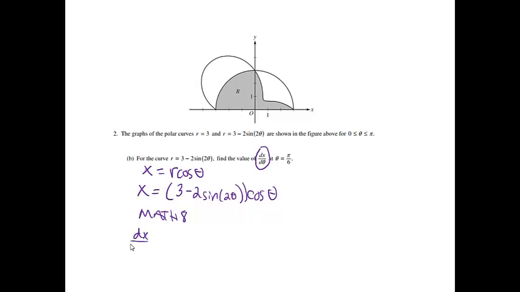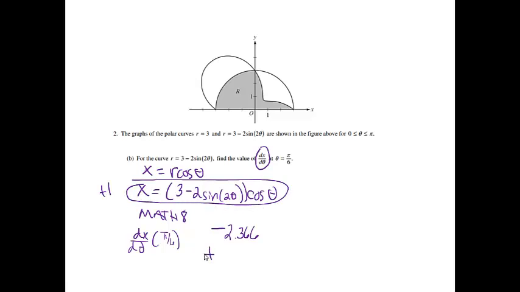So when we want to find dx d theta, all we need to do at pi over 6 is just plug in Math 8, and when you do that, you're going to get negative 2.366. You are going to get 2 points for this problem. If you found an expression in terms of x, you're going to get a point, and then if you were able to get the correct answer, you'd also get a point for that one.